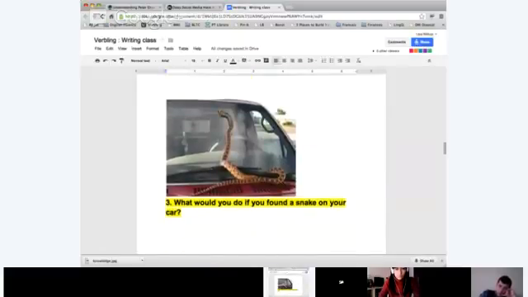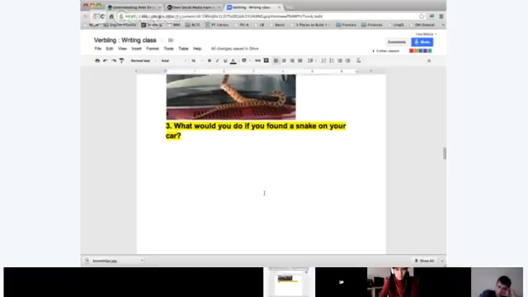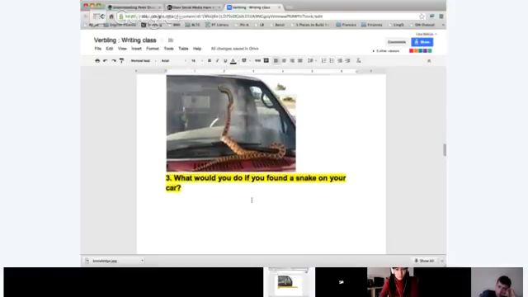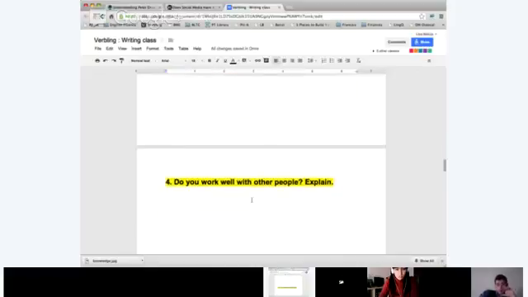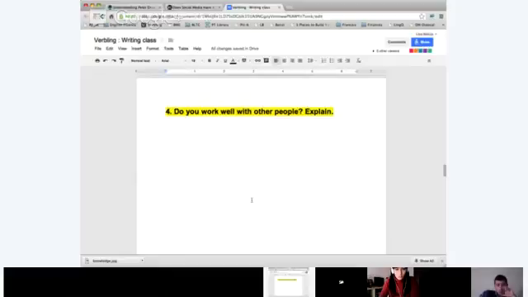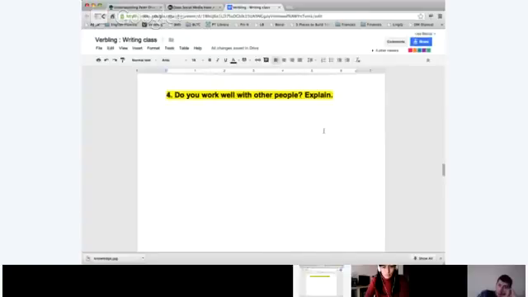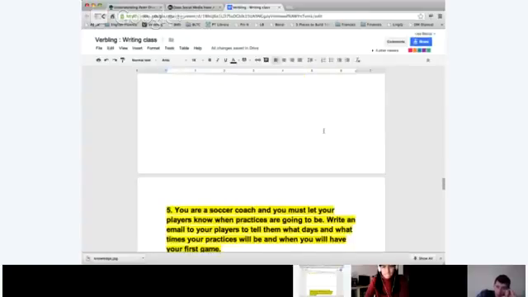Same here. Here it says, what would you do if you found a snake on your car? So you can imagine if you came and you found this snake on your car, describe what you would do. Would you be scared? How would you get it off? Would you get into your car? What would you do? Number 4 is a question. It says, do you work well with other people? Explain your answer. So you can say yes or no, and then maybe give an example or 2 of why you think you do work well or you don't work well with other people.